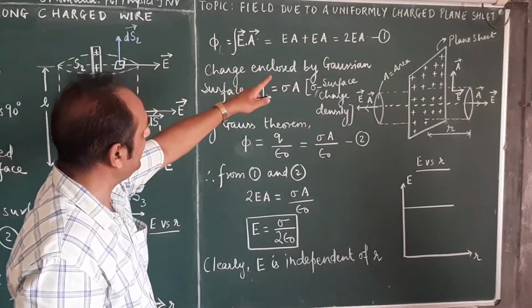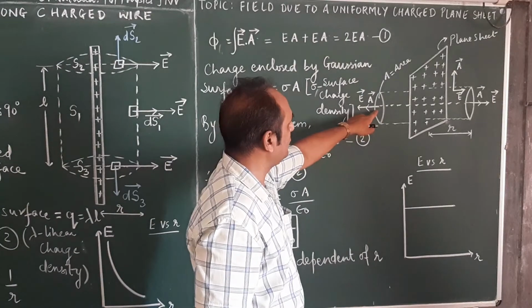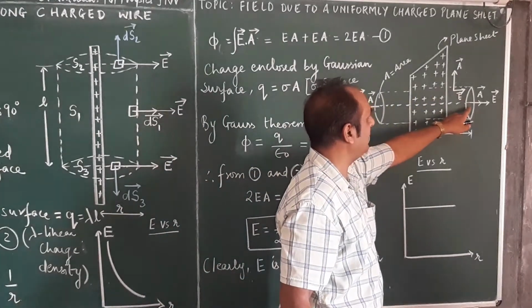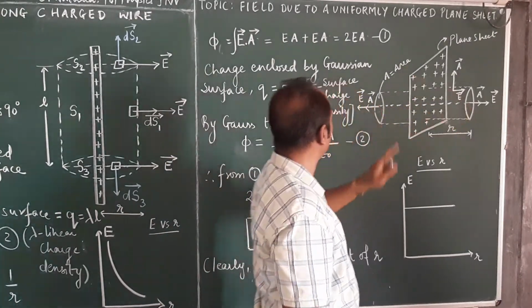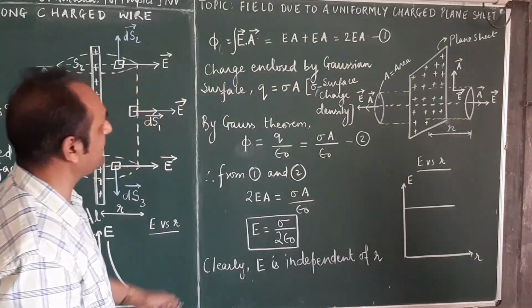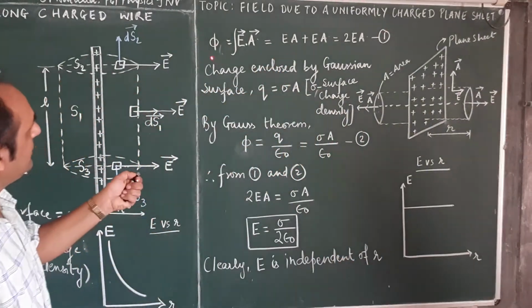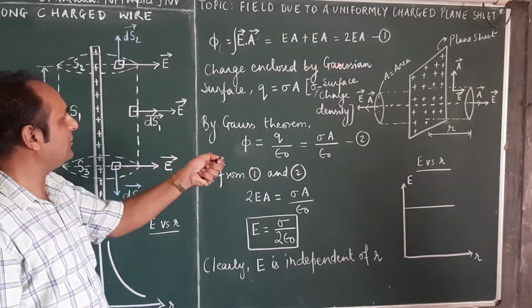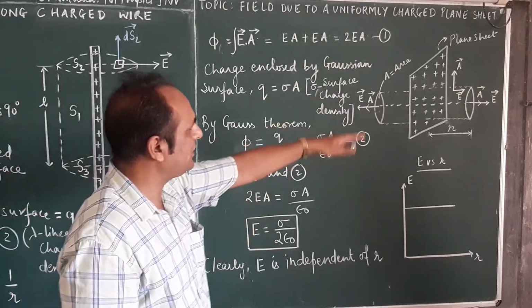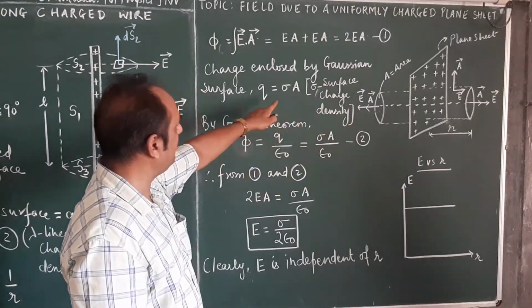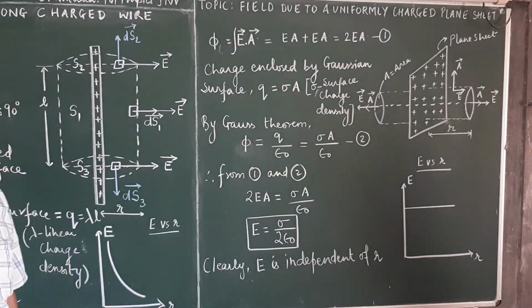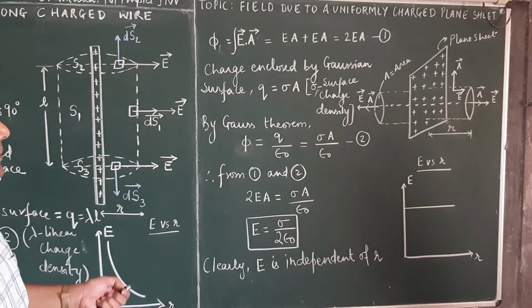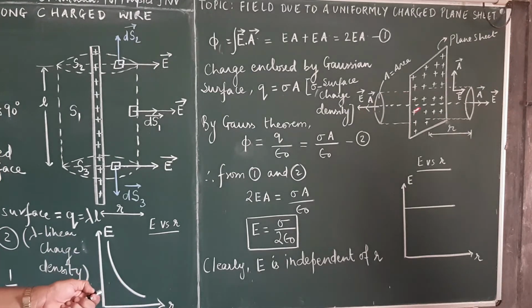So now EA plus EA is the electric flux associated with this area and this area, which is the same, that is A for both the surfaces. So we add this EA plus EA, we get 2EA. Let this be equation 1. Now the charge enclosed by the Gaussian surface, since this is a sheet, for this sheet we would have a term known as surface charge density, which we have defined in our earlier lectures. So the charge enclosed by this Gaussian surface here would be Q equals sigma times A, where A is the area, sigma is the surface charge density.